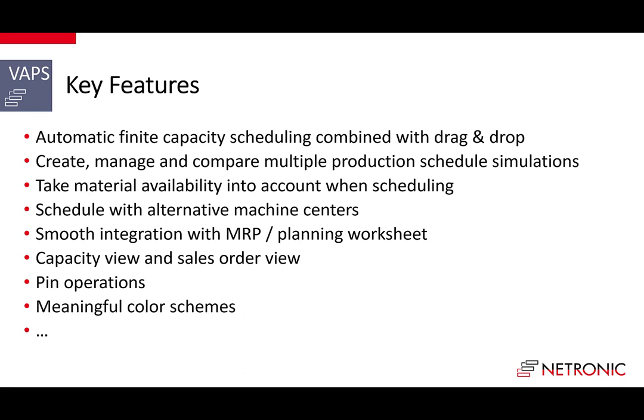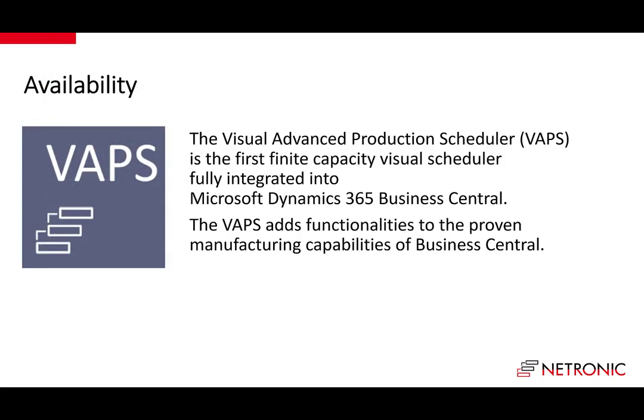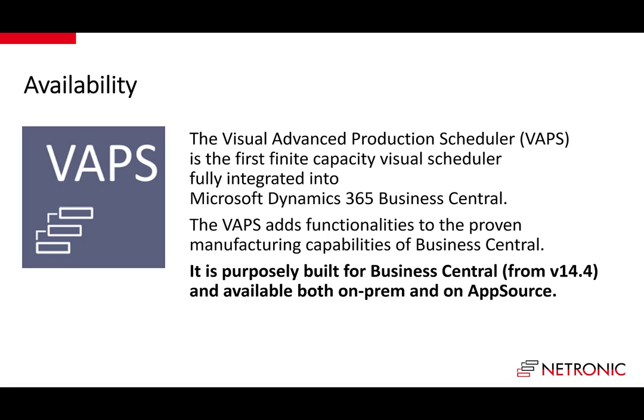It smoothly integrates with MRP and the planning worksheet. It has both a capacity and a sales order view. It allows you to pin operations and it comes with meaningful color schemes to support different scheduling challenges. The VAPS is available for all Business Central versions and is available both on-prem and on Microsoft AppSource.